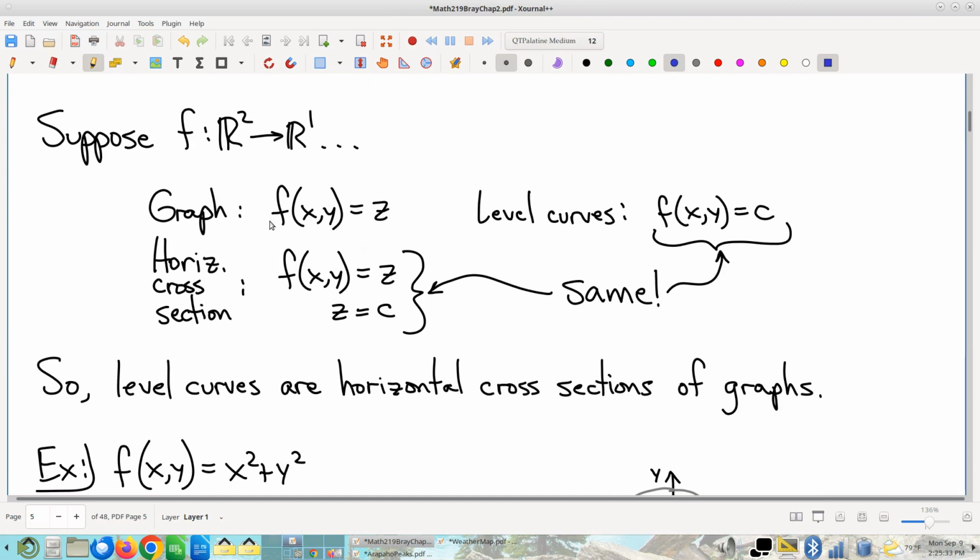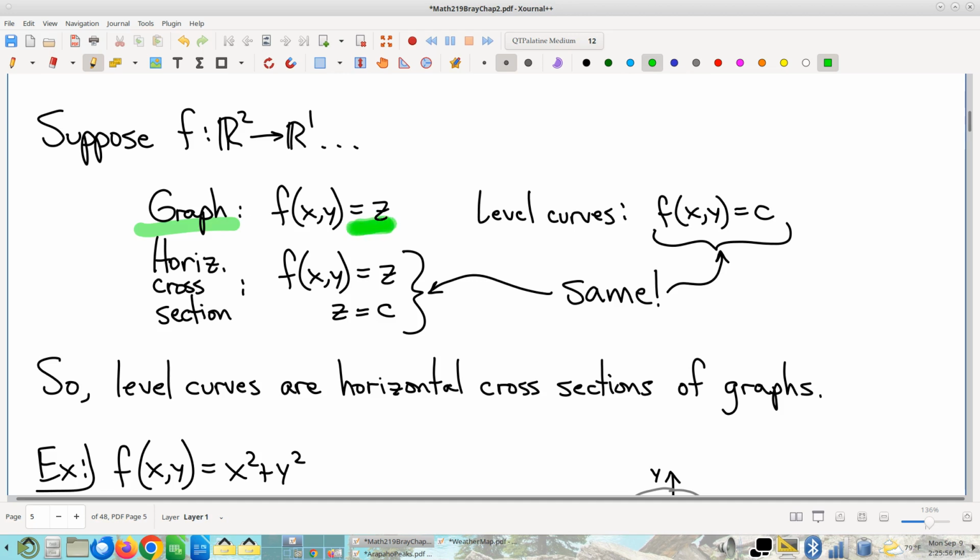Graphs and level sets are different, right? The construction that we use to create graphs is very different from the construction we use to create level sets. That said, there is a cool geometric relationship between them. This is very nice, and you can notice it pretty easily. Here's how you make a graph.